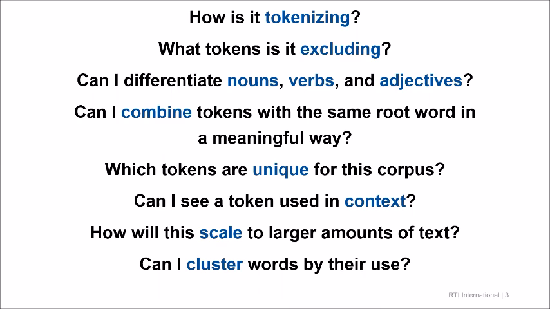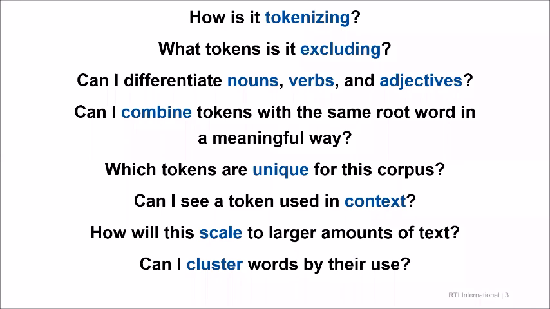Which tokens are unique for this corpus? Can we compare to everyday English and see what's specifically unique about tokens included in this collection of text, or this corpus, versus everyday English? Can I see a token used in context? I actually want to see the tweets behind each of those words to understand how they're using those words. Words have multiple definitions, so it'd be good to see an example of how those words are used within a context.